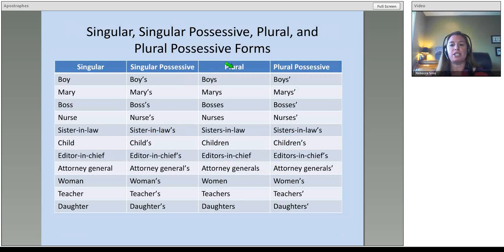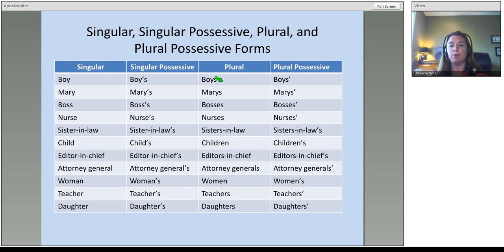This is just a great chart to show you many of the different possessive, singular, and plural forms. Look at boys for an example. Boy, singular possessive is apostrophe S. Plural for boy is boys, and then the apostrophe at the end makes it plural possessive, and so on.